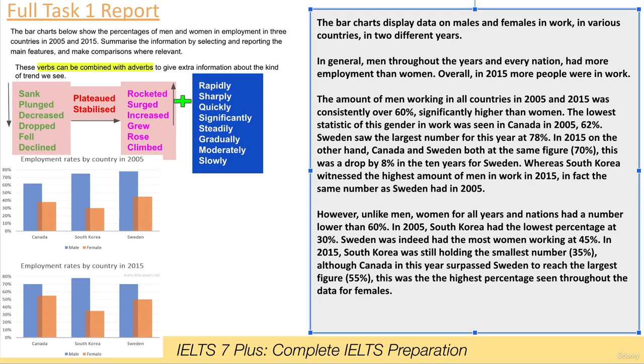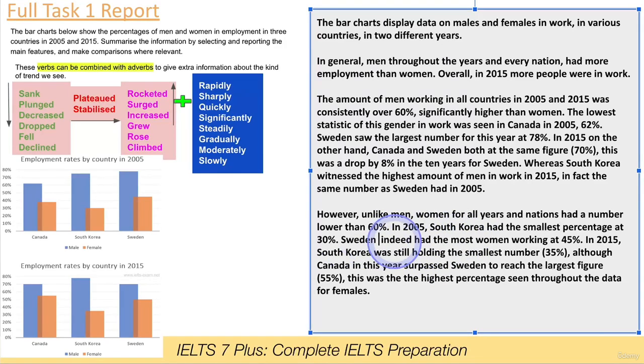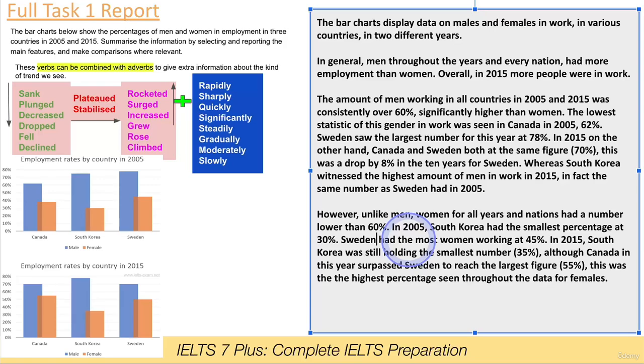Okay, let's read this back and see how it's sounding. However, unlike men, women for all years and nations had a number lower than 60%. In 2005, South Korea had the lowest percentage, the smallest percentage at 30%. Sweden had the most women working at 45%. In 2015, South Korea was still holding the smallest number.